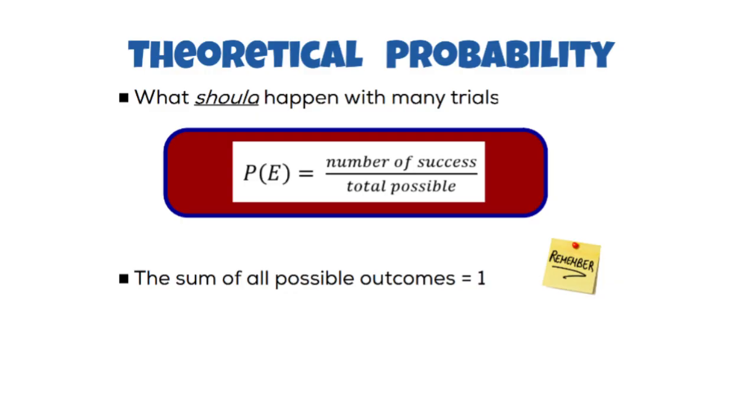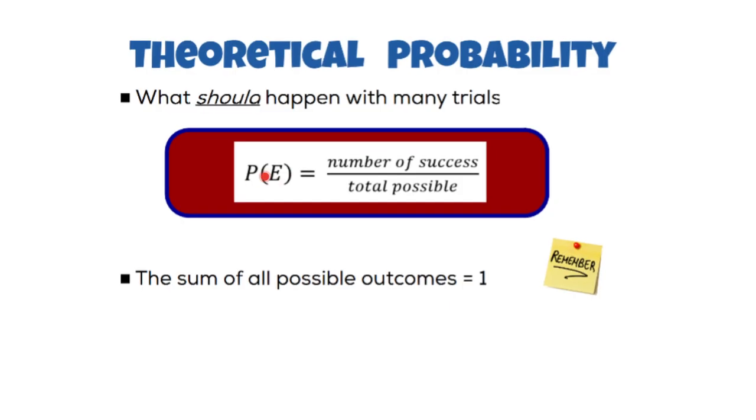Okay, so theoretical probability is what should happen if you do some sort of survey and ask enough people or roll the dice enough times that it should average out to here's theoretically what's supposed to happen. Okay, just some notation. This is the probability of some event occurring. And when we're doing probability, like I said earlier, it's always the number of successes over the total possible. Now, remember that the sum of all the possible outcomes should equal 1.